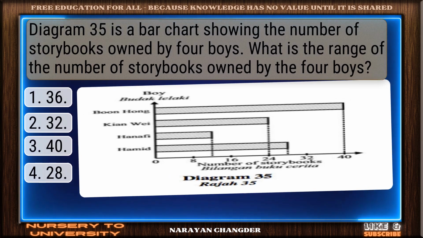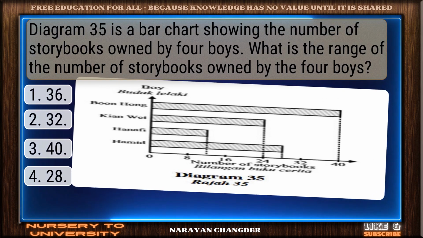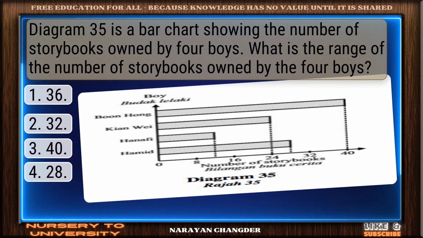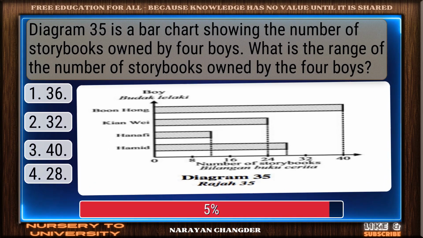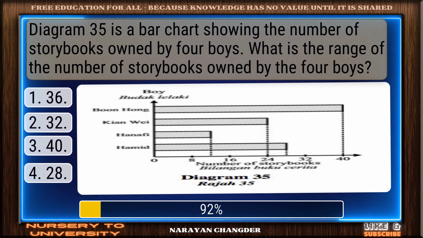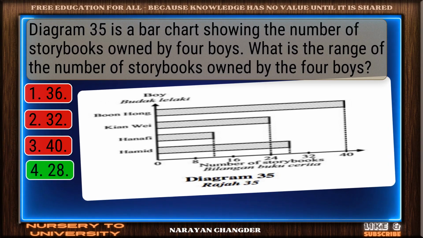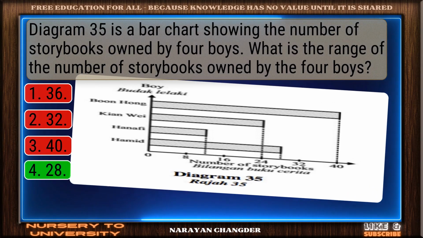Diagram 35 is a bar chart showing the number of storybooks owned by 4 boys. What is the range of the number of storybooks owned by the 4 boys? Nice selection. 28 is the correct and valid answer.